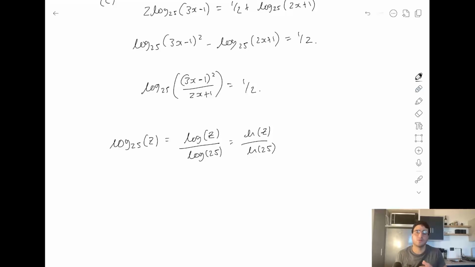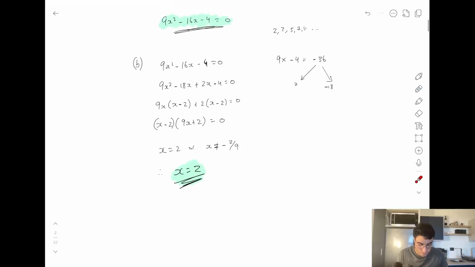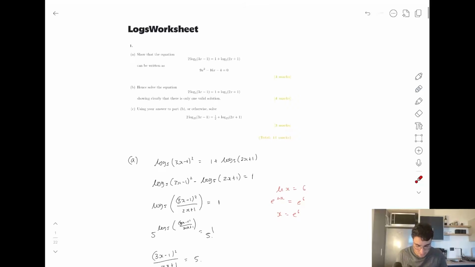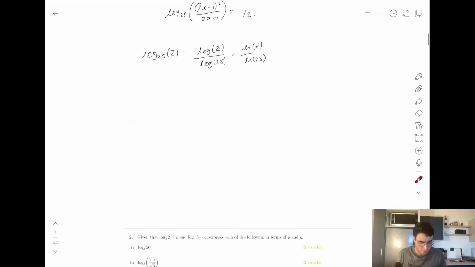So, what does that tell me? Well, it could be any base we could use here. And we know that it says to, using your answers as part B, where we had base of 5, that makes me want to use a base of 5. So let's do that.